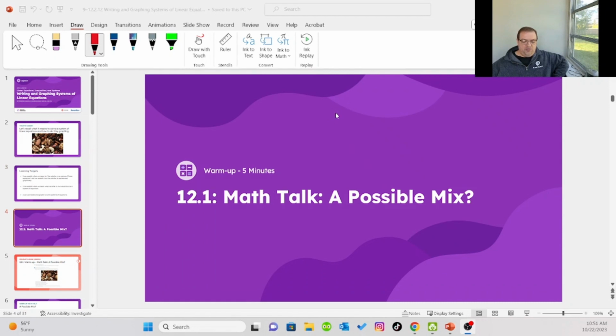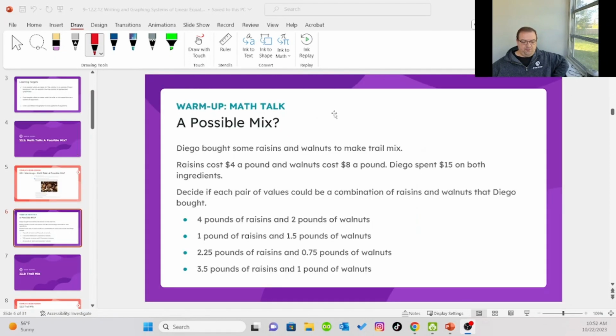Our warm-up is 12.1, titled Math Talk, a Possible Mix. Diego bought some raisins and walnuts to make trail mix. Raisins cost $4 a pound and walnuts cost $8 a pound. Diego spent $15 on both ingredients. Decide if each pair of values could be a combination of raisins and walnuts that Diego bought.